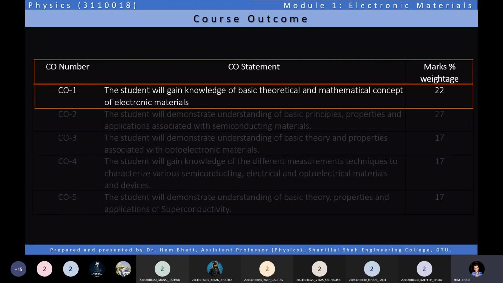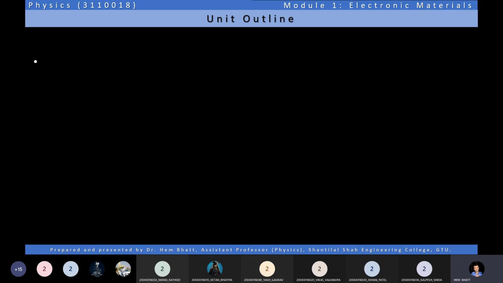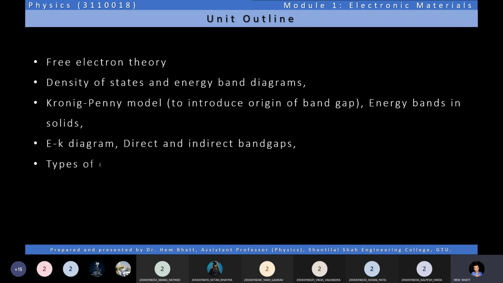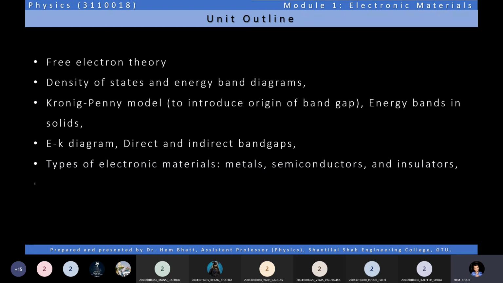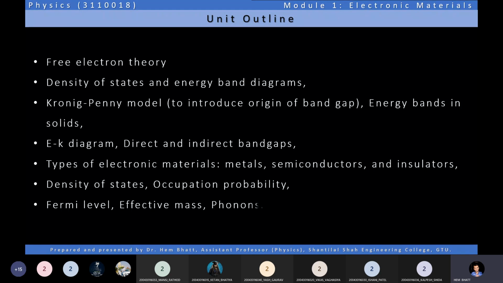Weighted 22%. This is what you have in this unit. These are the topics supposed to be covered in this unit.